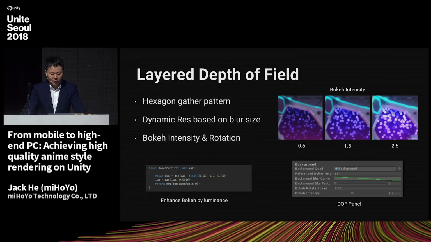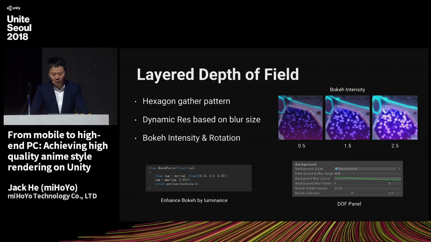For the best visual result, we use the hexagon blur pattern to get a better bokeh shape. We also have bokeh intensity tweaks to make it look clearer. We use the luminance as the boosting factor, and 2 is a suitable value.